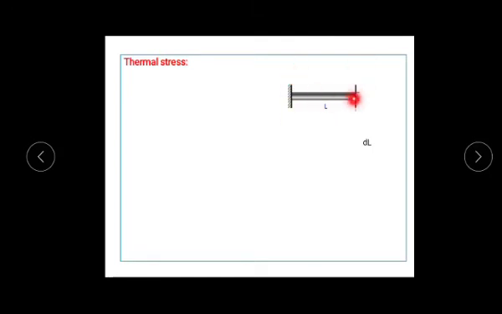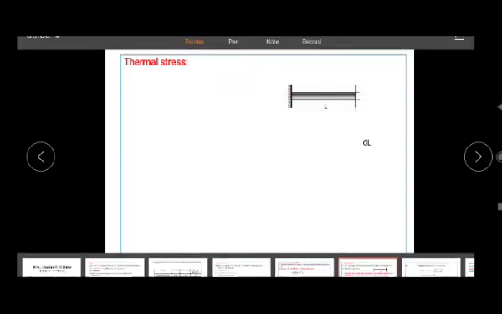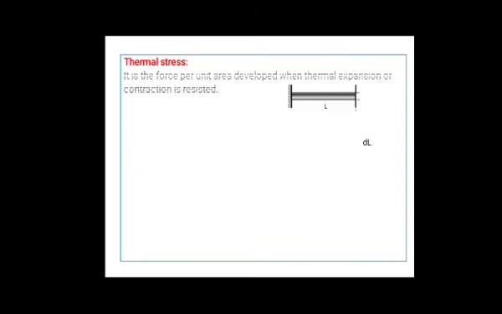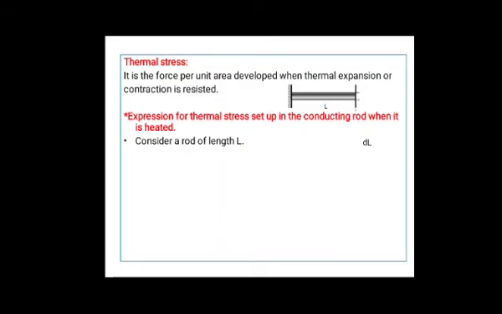So what will happen is, after supplying the heat, the rod experiences stress. In this direction it starts applying force. That is known as thermal stress. So what is thermal stress? It is force per unit area. Force per unit area is nothing but the stress developed when thermal expansion or contraction is resisted. Resisted means opposed.